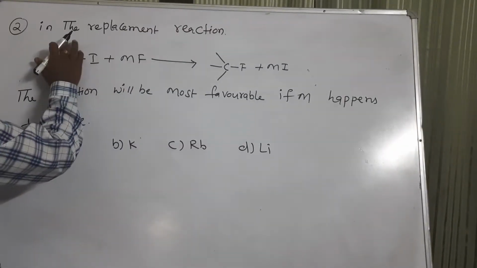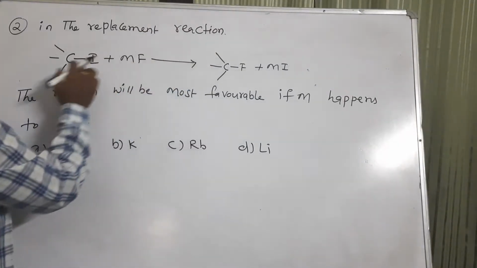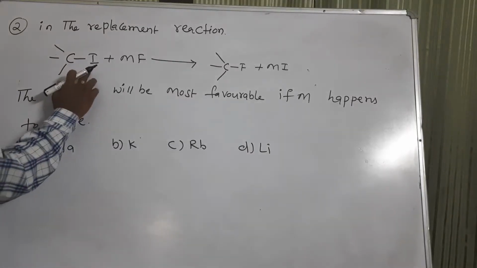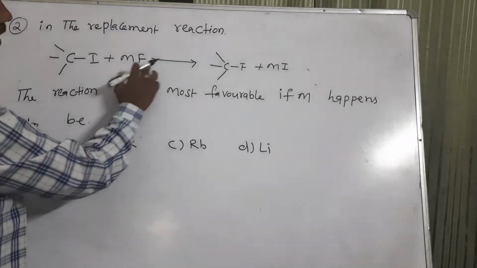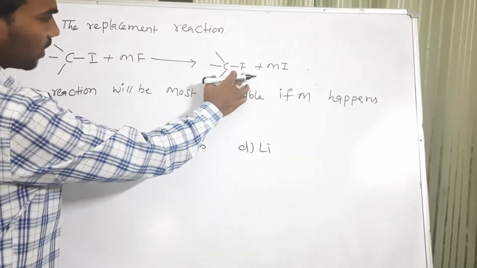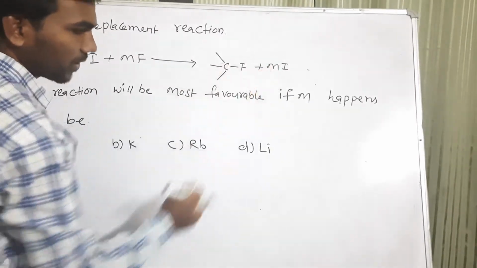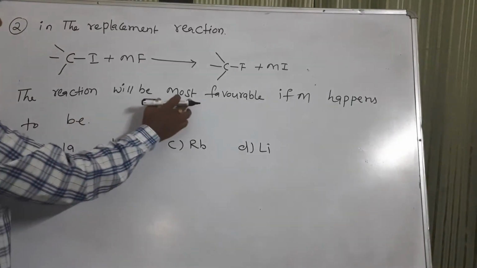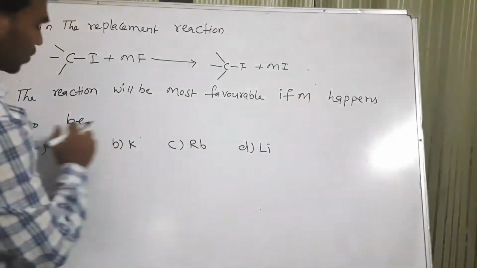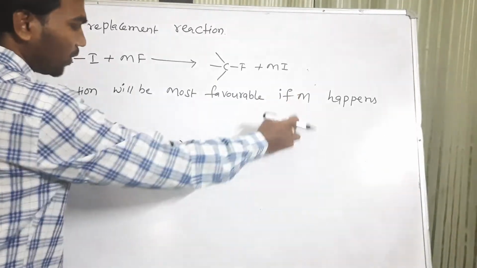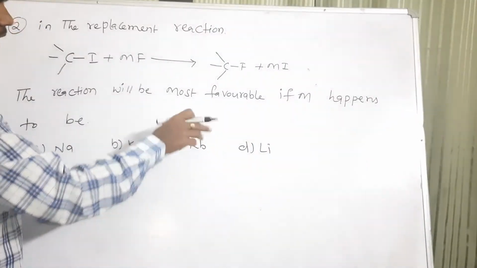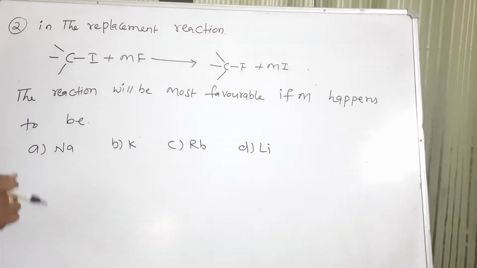One question is like this: in the replacement reaction, this is a tertiary alkyl iodide. When tertiary alkyl iodide reacts with methyl fluoride, it forms tertiary alkyl fluoride and methyl iodide. The reaction will be most favorable if M happens to be, among the four options, which metal? Instead of M, you take any metal among the four.